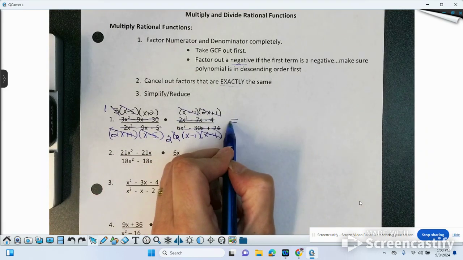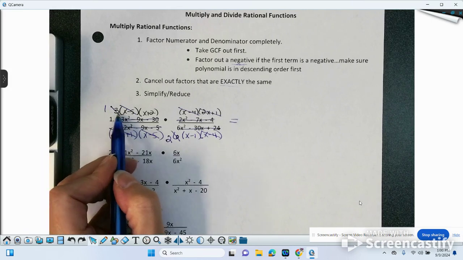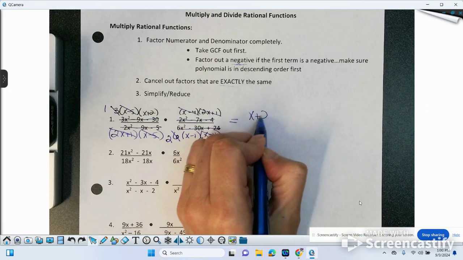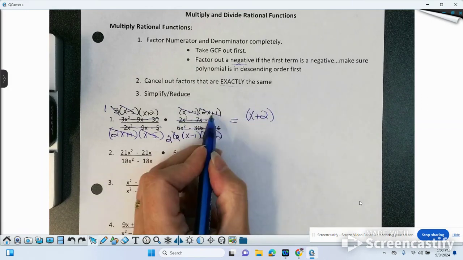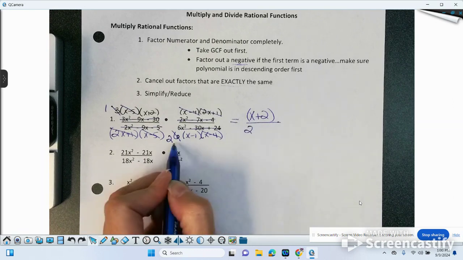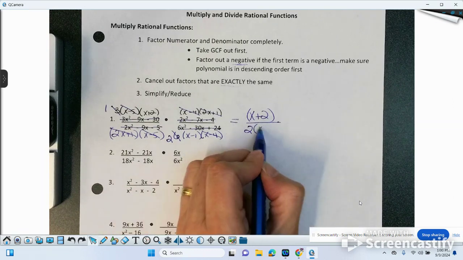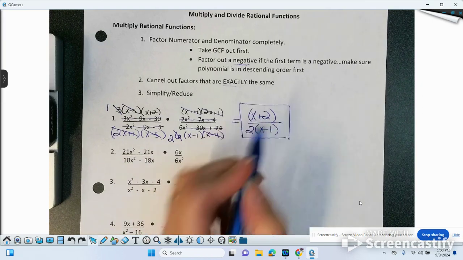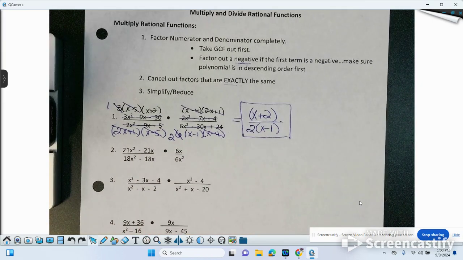So 1, gone, gone. So I've got a 1, that's gone, and an x plus 2. So I have an x plus 2 on the top. These are gone. Gone, gone. I have a 2 and an x minus 1. And so my final answer here is x plus 2 on the top and 2 times x minus 1 on the bottom. So we're just going to continue to do that for all these problems.